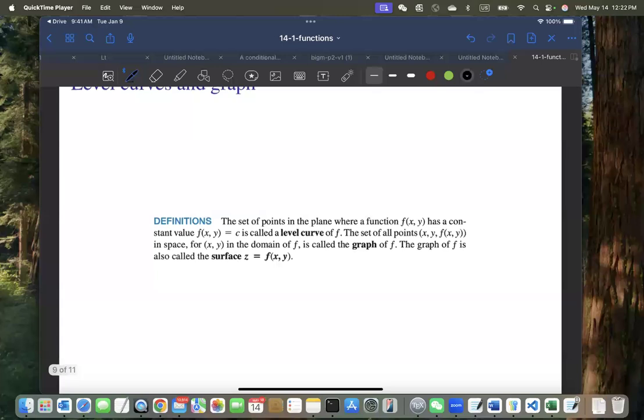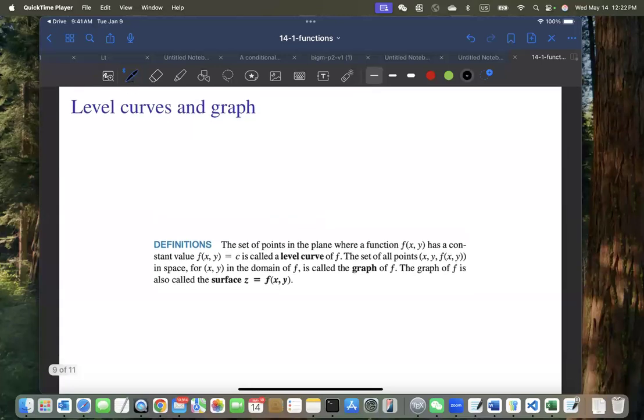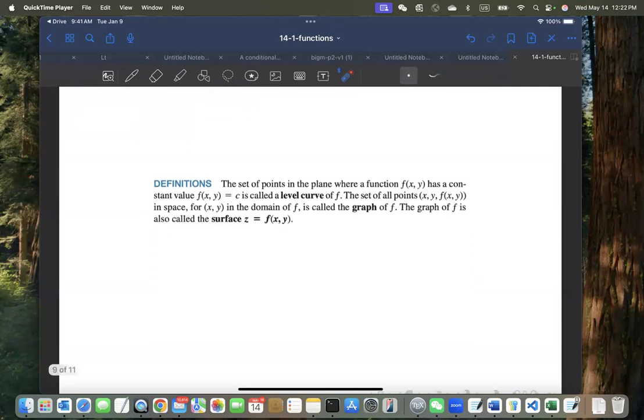Level curves, this is a new concept. Level curves and graph. The set of points in the plane where a function f(x,y) has a constant value, f(x,y) equals c, is called a level curve of f. The set of all points (x, y, f(x,y)) in space for (x,y) in the domain of f is called the graph of f. The graph of f is called the surface z equals f(x,y).